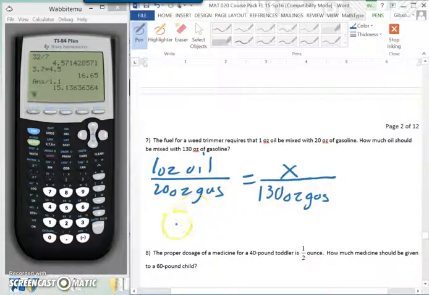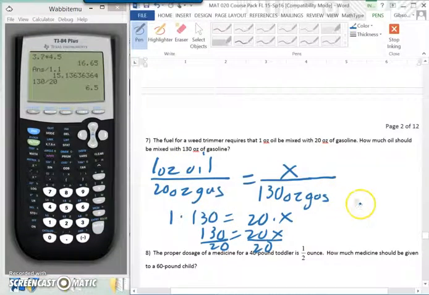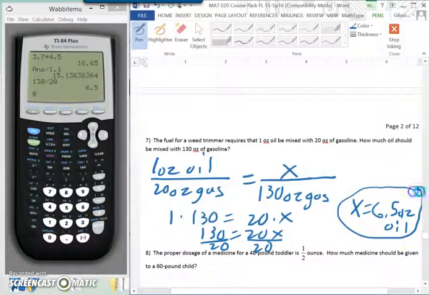So now we could cross multiply. We have 1 times 130 is equal to 20 times x. So it'd be 130 equals 20x. We divide each side by 20, and we would take 130 divided by 20, and that would give us 6.5. So our answer here would be x is equal to 6.5 ounces of oil. Are there any questions?